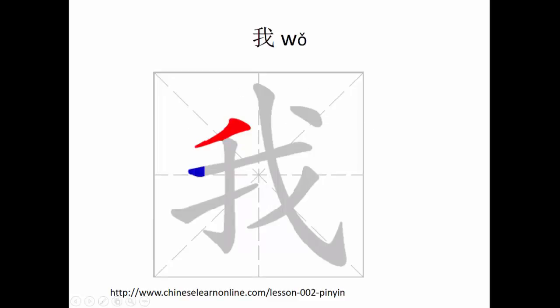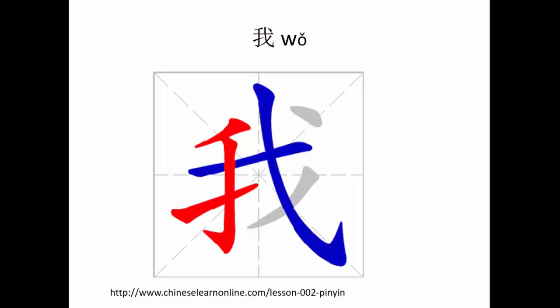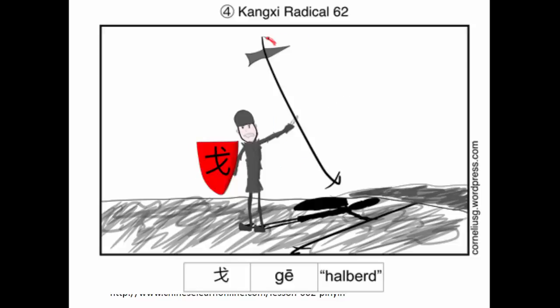The next character is 我, I. It is a combination of two radicals, the red radical, hand, and the blue radical, spear. When Chinese characters were invented 3,000 years ago, Chinese was very martial or warlike, and so to express myself, me, I, it was a hand on a spear.